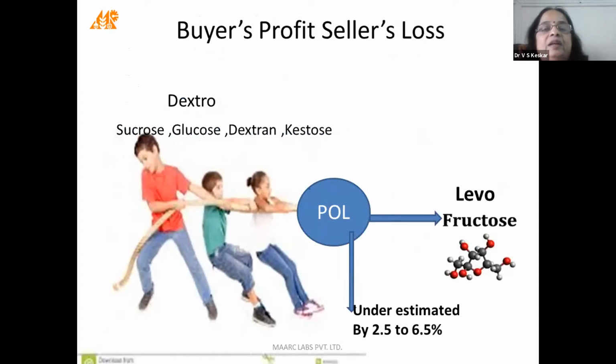You can see this picture. The polarimetry is buyer's profit and seller's loss. You can see the pole value. Here, from the dextrorotatory side, sucrose, glucose, dextran and kestose are pulling the value or reading, and from another side, fructose is there. And by polarimetry, the sucrose content is underestimated by 2.5 to 6.5%. So whatever we are getting by polarimetry, the results are always underestimated.